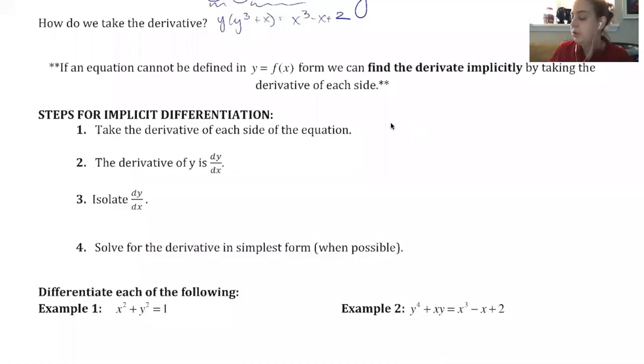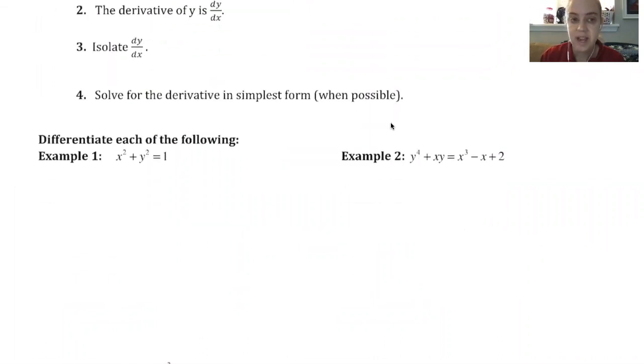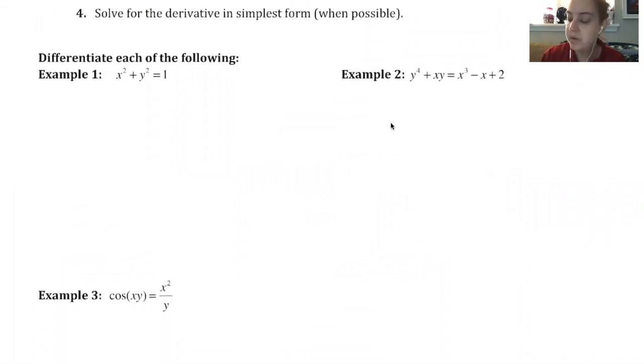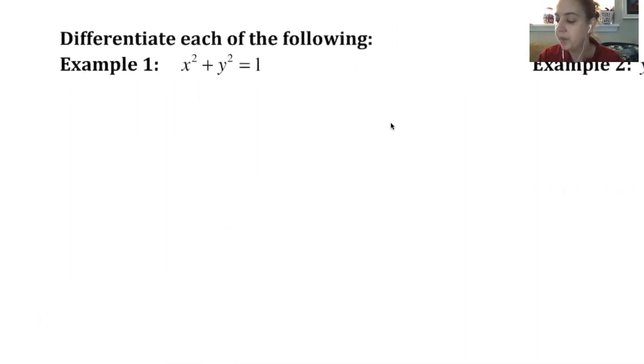So we are going to look at some of these derivatives. Let's start with example 1, differentiate the following: x squared plus y squared equals 1. Do you happen to remember what shape that is? It's a circle. Because it has a radius of 1, sometimes we call it the unit circle. Let me see if I can zoom in here a little bit. Here we go.